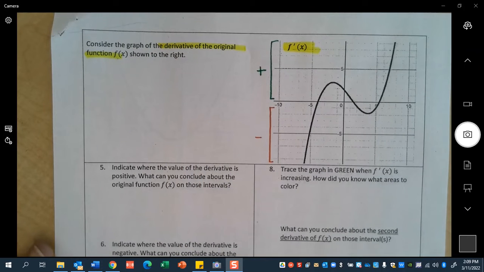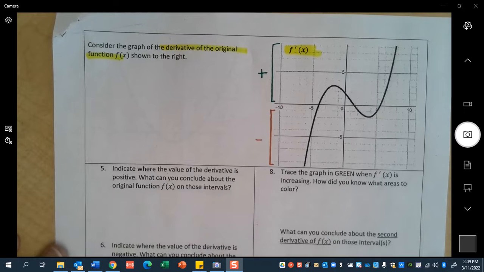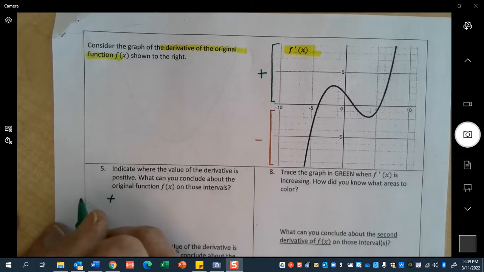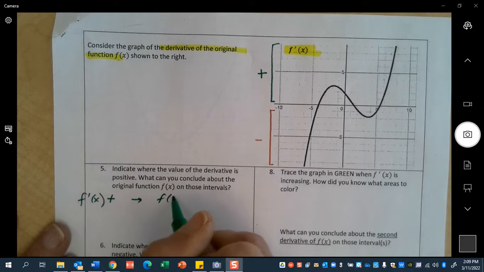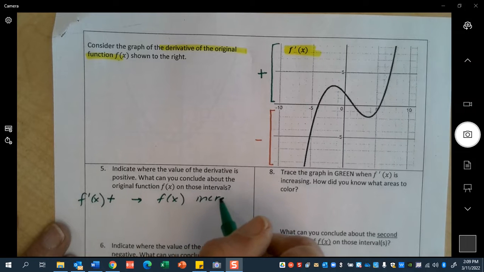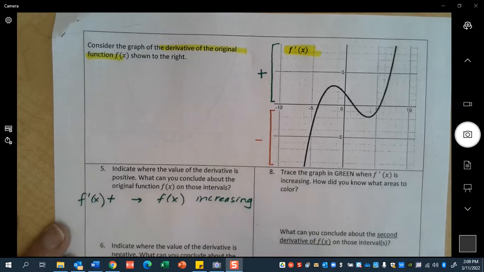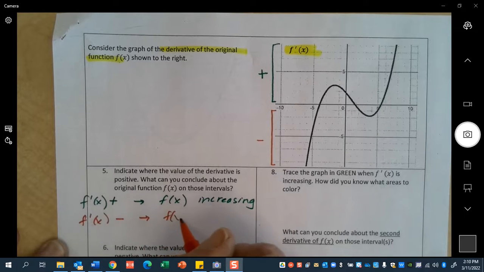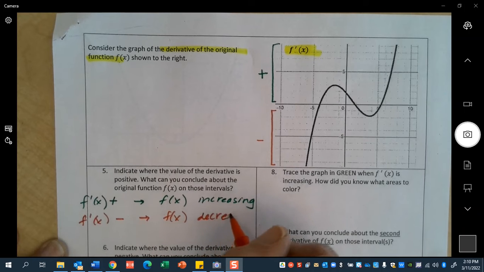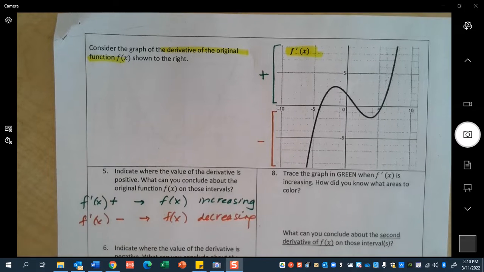All right. What can you conclude about the original functions on those intervals? So wherever it's positive, whenever f prime of x is positive, what's true about f of x? It's increasing. Wherever f prime of x is negative, what do you conclude about f of x? All right, with your group mates, continue talking about and examining the derivative graph. Go.